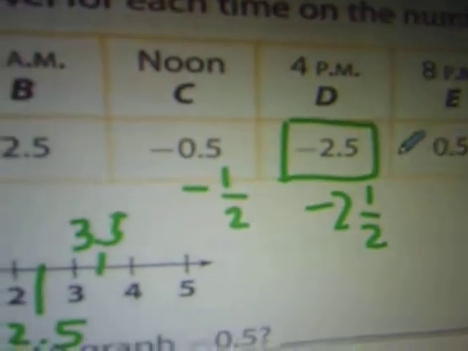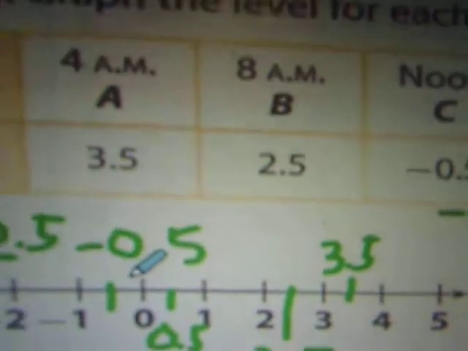And of course 0.5 is a positive number, so that would go halfway in between the 0 and the 1. So here we have positive 0.5 and negative 0.5 on opposite sides of the 0. This is on the positive side, positive 0.5, positive 5/10 or positive 1/2, and this is on the negative side, negative 0.5, negative 5/10, negative 1/2.